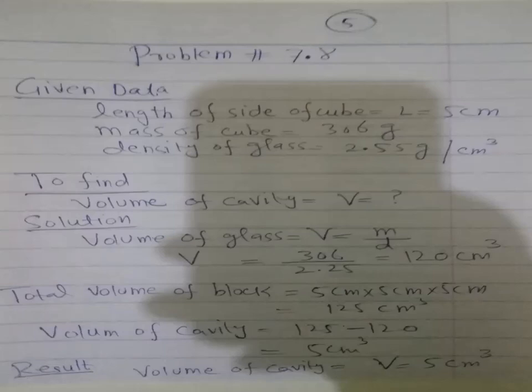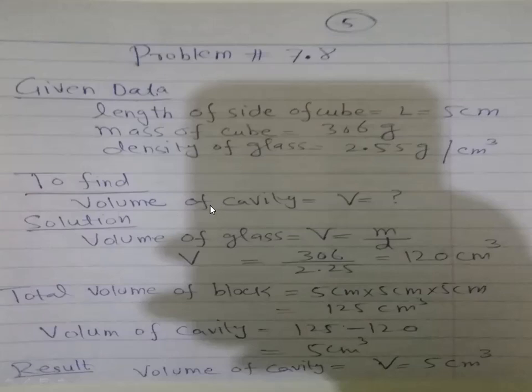First of all, I write the data. Length of side of cube is 5 centimeters, given to me. Mass of cube 306 gram, given to me. Density of glass is 2.55 gram per centimeter cube. This is also given to me. These three things are given to me. And what I want to find out is the volume of cavity.